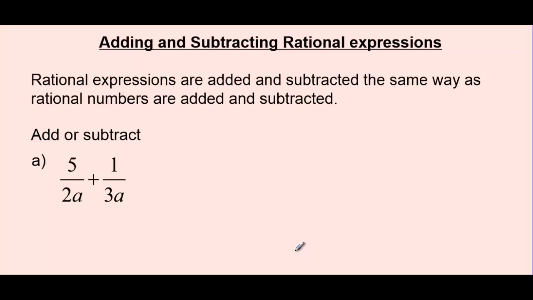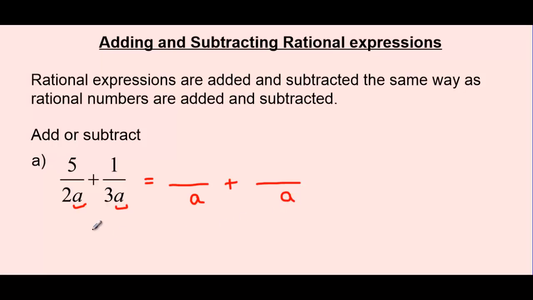So here's our first example. 5 over 2a plus 1 over 3a. We're going to look at our denominators first. What do they have in common? Well, in common they have an a. They both have an a. So our common denominator is going to include an a.